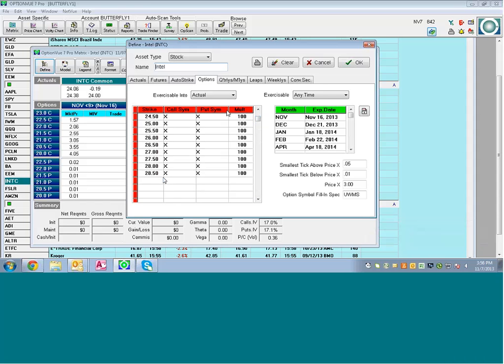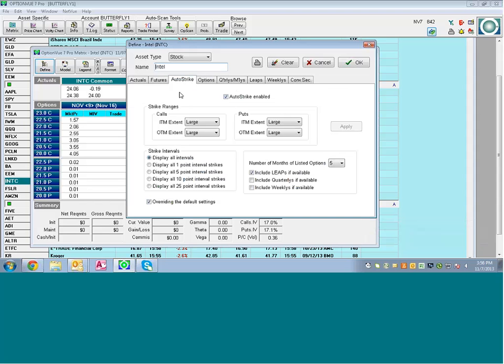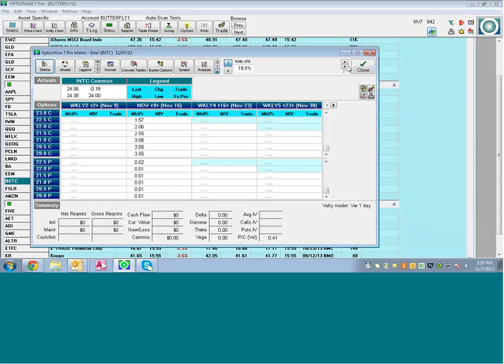I can have more strikes than this or fewer strikes just by deleting from this list or going over to this screen, Auto Strike. Auto Strike shows the in-the-money extent or the out-of-the-money extent of all the calls and all the puts, and I can change things around. I can take leaps out if I don't want those, and I can include the weeklies on Intel. When I make a change, I do want to hit the Apply button and then say OK. And then hit Refresh, and then I can get these quotes coming in again.